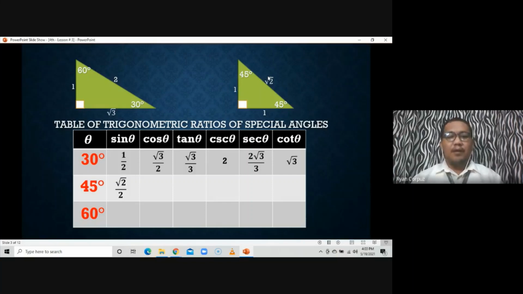Sunod, how about cosine 45 degrees? Cosine 45 degrees is adjacent over hypotenuse. Adjacent side is 1 over hypotenuse. That's the same as 1 over square root of 2. Parang yung sine lang din. So kung pares silang ganun, so ibig sabihin, pares sila ng value. That's also the same as square root of 2 over 2. Next, how about tangent? Tangent is opposite over adjacent. So we are looking for tangent 45 degrees. Opposite over adjacent, that would be 1 over 1, which is equal to 1.